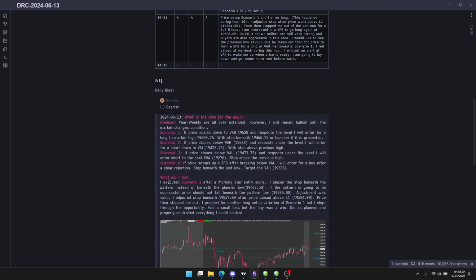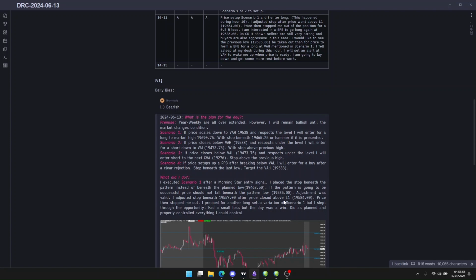But what did I do for the day? I executed scenario one after a morning star entry signal. I placed stop beneath the pattern instead of beneath the planned low, 463.50. If the pattern is going to be successful, price should not fall beneath the pattern low, 535. Adjustment was valid. I adjusted stop beneath 557 after price closed above level one. Price then stopped me out.